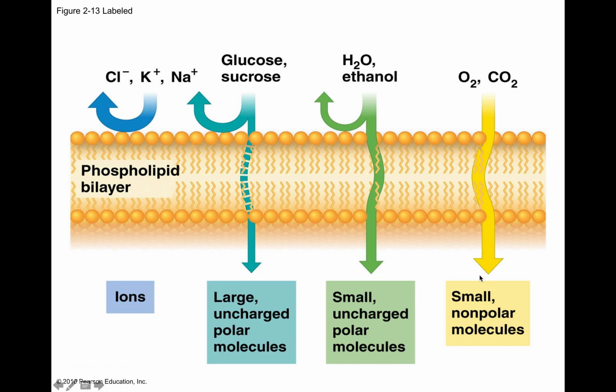Semi-permeability meaning that some things get through easily, other things not so much. So oxygen, CO2, and small nonpolar molecules can travel through the membrane pretty easily. Water and ethanol have some ability to move through the membrane. Glucose and sucrose, lesser ability, most of it is turned away. And big hydrated ions like chloride ions, potassium ions, are not going to make it through the membrane.